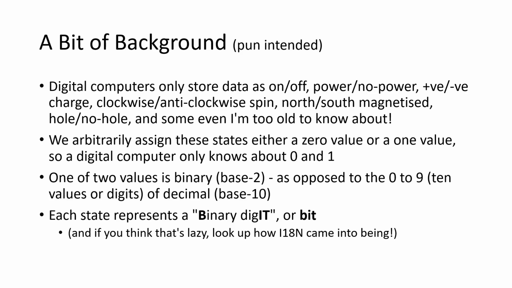Humans know about 0, 1, 2, 3, 4, 5, 6, 7, 8, 9, 10, but computers only know about 0 and 1. As we've got two values, it's called binary, as opposed to when, as a human, we're dealing with 10 digits. Dec, 10, decimal, base 10. And this is where the word bit comes from. Bit is a contraction of binary digit. So zeros and ones are binary digits or bits.